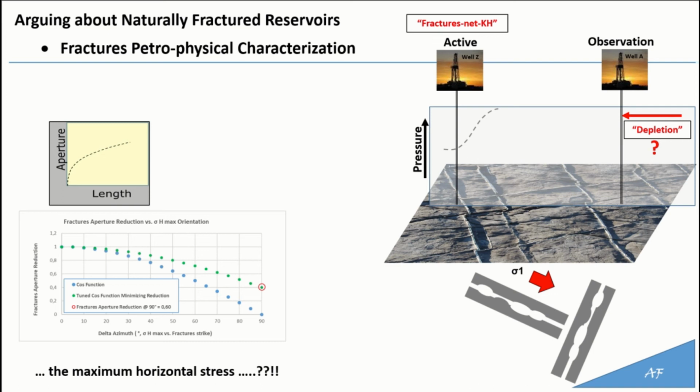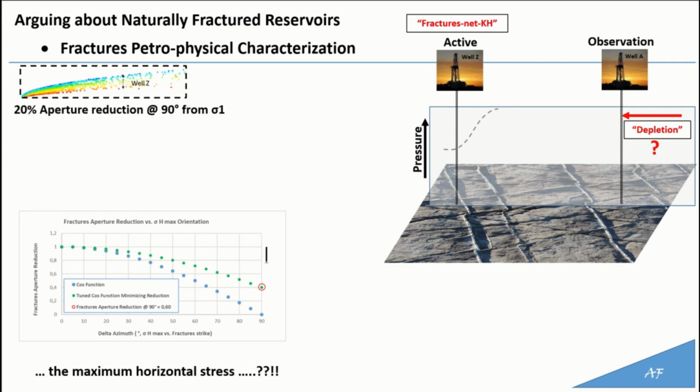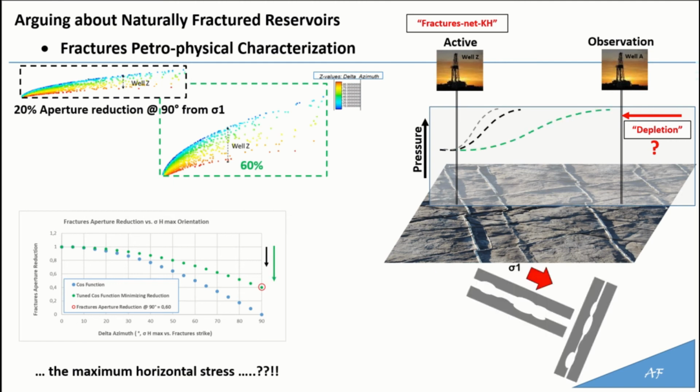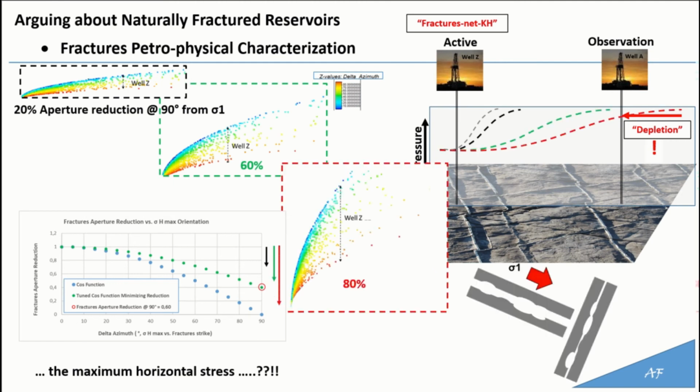If some interference test is available, the maximum reduction at the perpendicular condition, that means delta azimuth equal to 90 degrees, can be introduced in the iterative process and tuned to be calibrated by matching the observed data that are, in this case, both the fracture net KH of the active well and the depletion of the observation well.